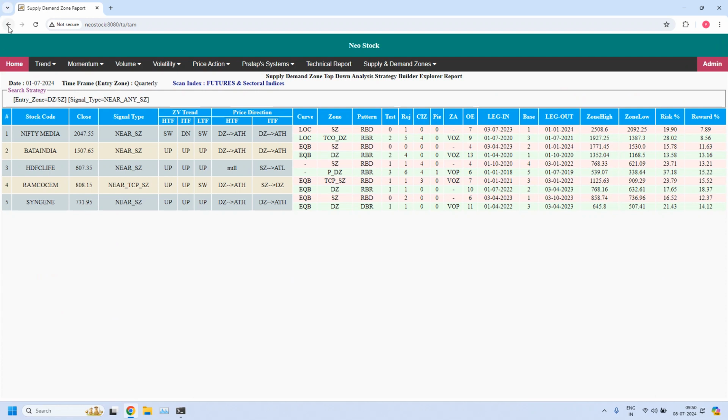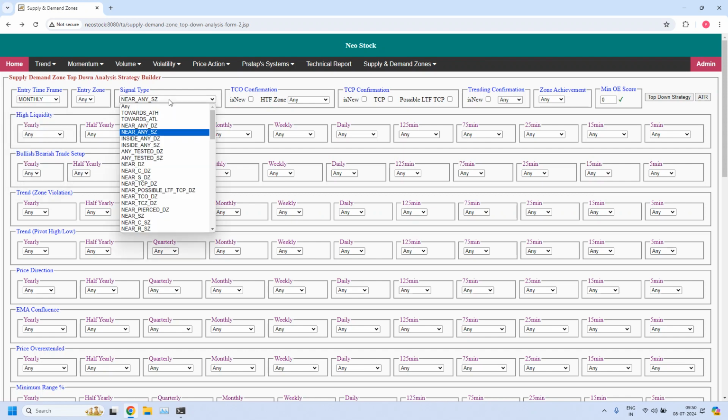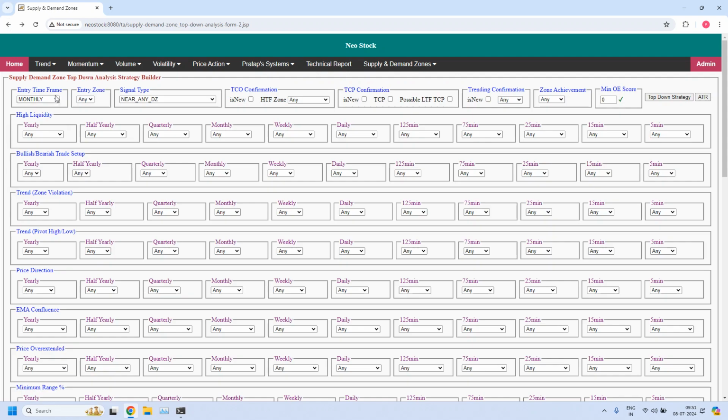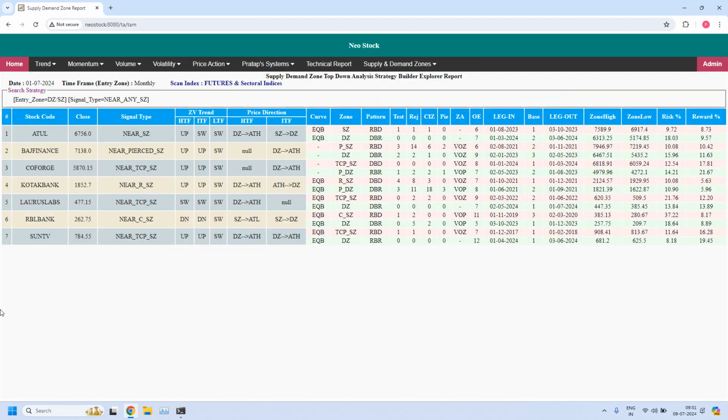I am going back, changing the time frame to monthly. Let us find the stocks near monthly demand zone. No stocks are available. For monthly time frame, let us find the stocks near monthly supply zone. 7 stocks are filtered near to the monthly supply zone.